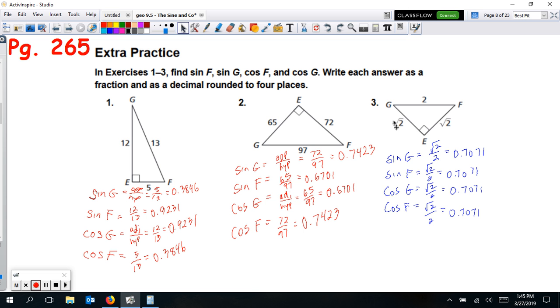So basically what we had here is an isosceles right triangle. And so when you have an isosceles right triangle, the cosine and the sines will all be the same on that one.